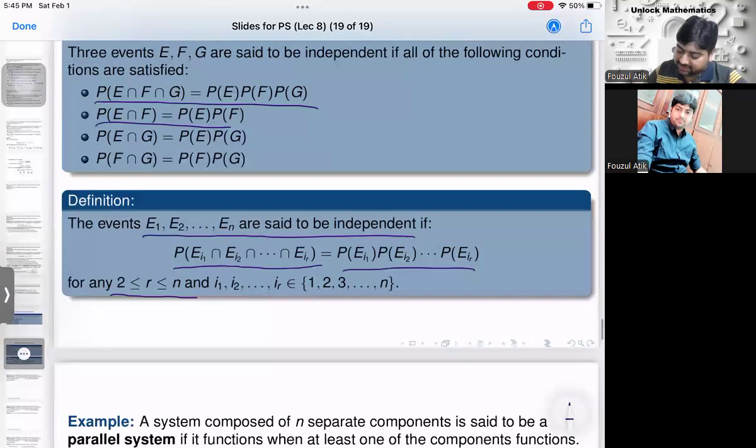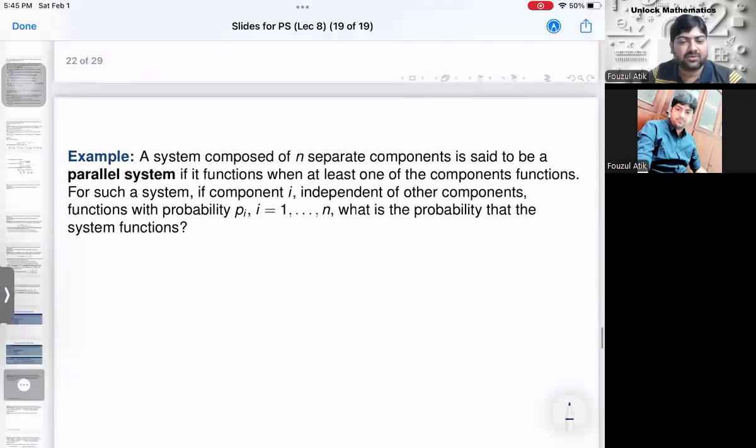Right? Now we'll have a very interesting example, which is a very good one. Let us understand that. A system composed of n separate components is said to be a parallel system if it functions when at least one of the components functions. For such a system, if component i, independent of the other components, functions with probability p_i, then what is the probability that the system functions?